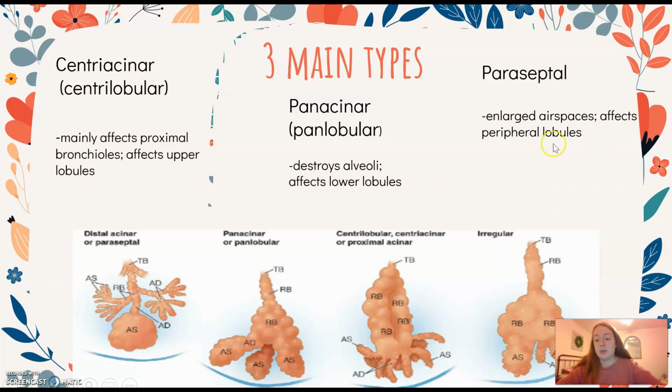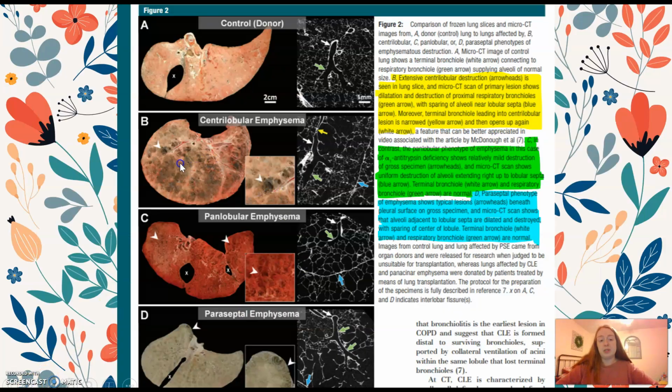And finally, the periseptal, which is enlarged air spaces, and it affects the peripheral lobules. And this is an example over here in cartoon form. The little arms look like kind of creepy arms sticking out, and a large bottom pictured here. So the next slide really puts into perspective what these different types look like to the naked eye when we look at a real lung, as well as what it looks like on a micro CT scan.